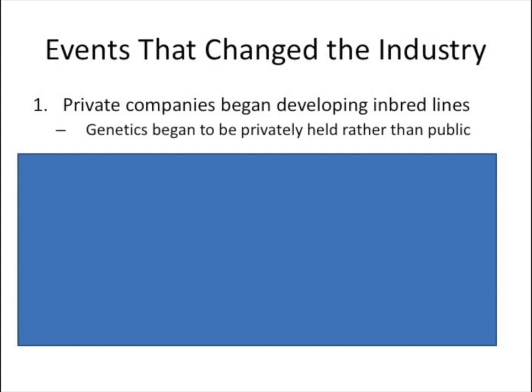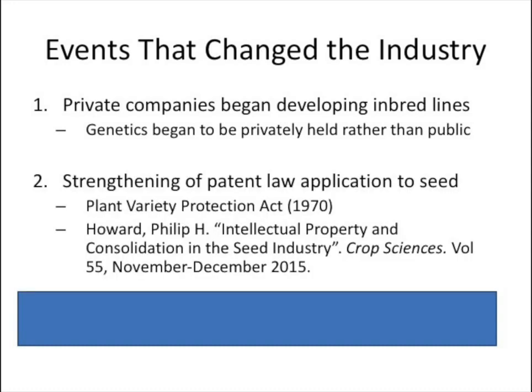Obviously, they would do that so that they could have an advantage over the other companies. They wouldn't give those inbred lines to other companies. They might sell the use of those to other companies, but private companies again began into the business of developing those inbred lines. Related to that was the strengthening of patent law applications to seed.